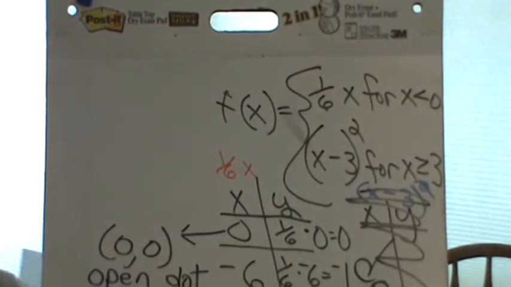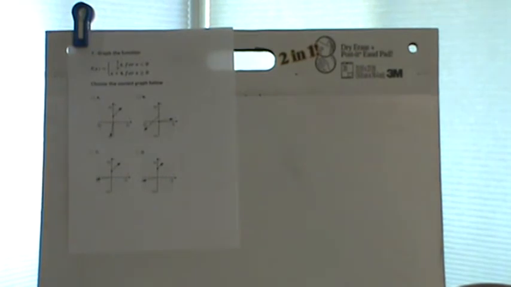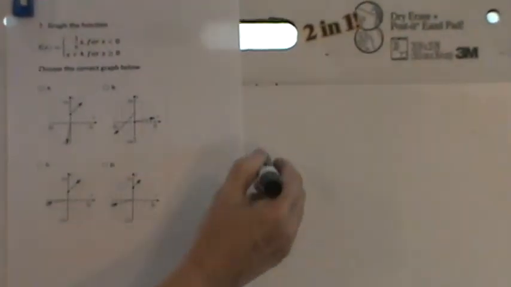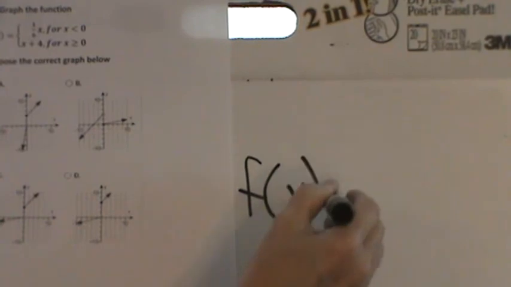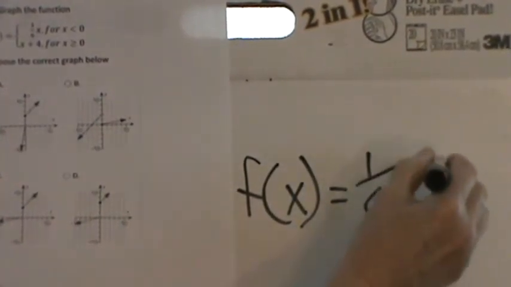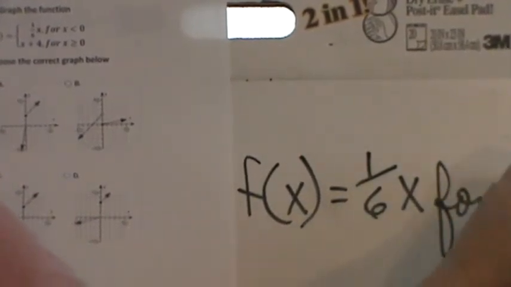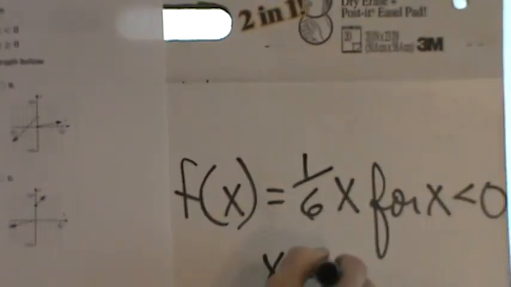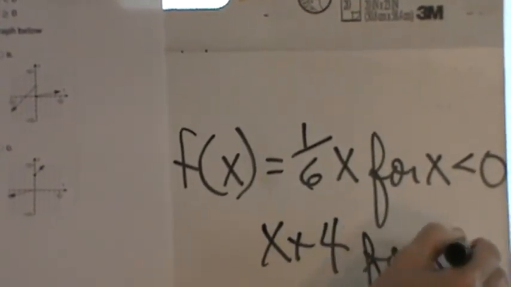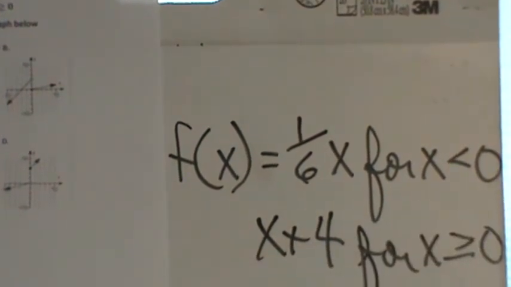Now, because I know just from teaching all these years that this is a little bit confusing, I'm going to do one last example. And it's another 1/6 x for x is less than 0, and x plus 4 for x is greater than or equal to 0. And I've got to choose the correct graph.